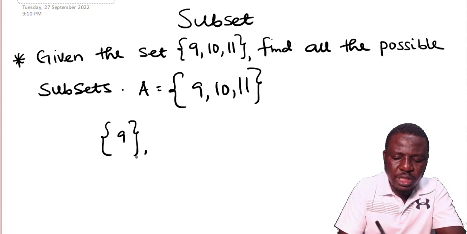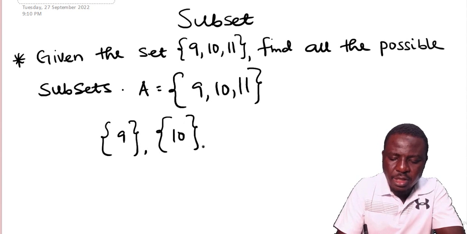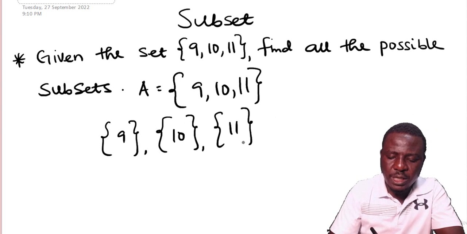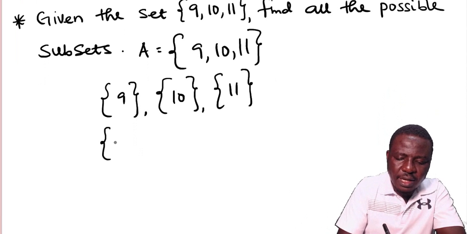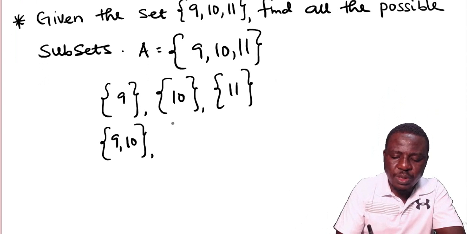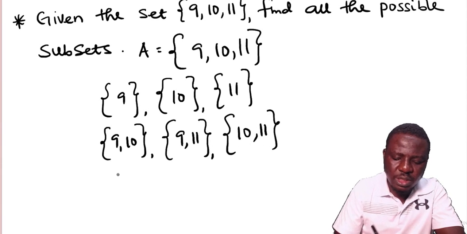9 is a subset of the set A because it is a fraction of set A. 10 is also a subset. 11 can also be said to be a subset. We equally have 9, 10 as a subset. We equally have 9, 11 as a subset, and we equally have 10, 11 as a subset.